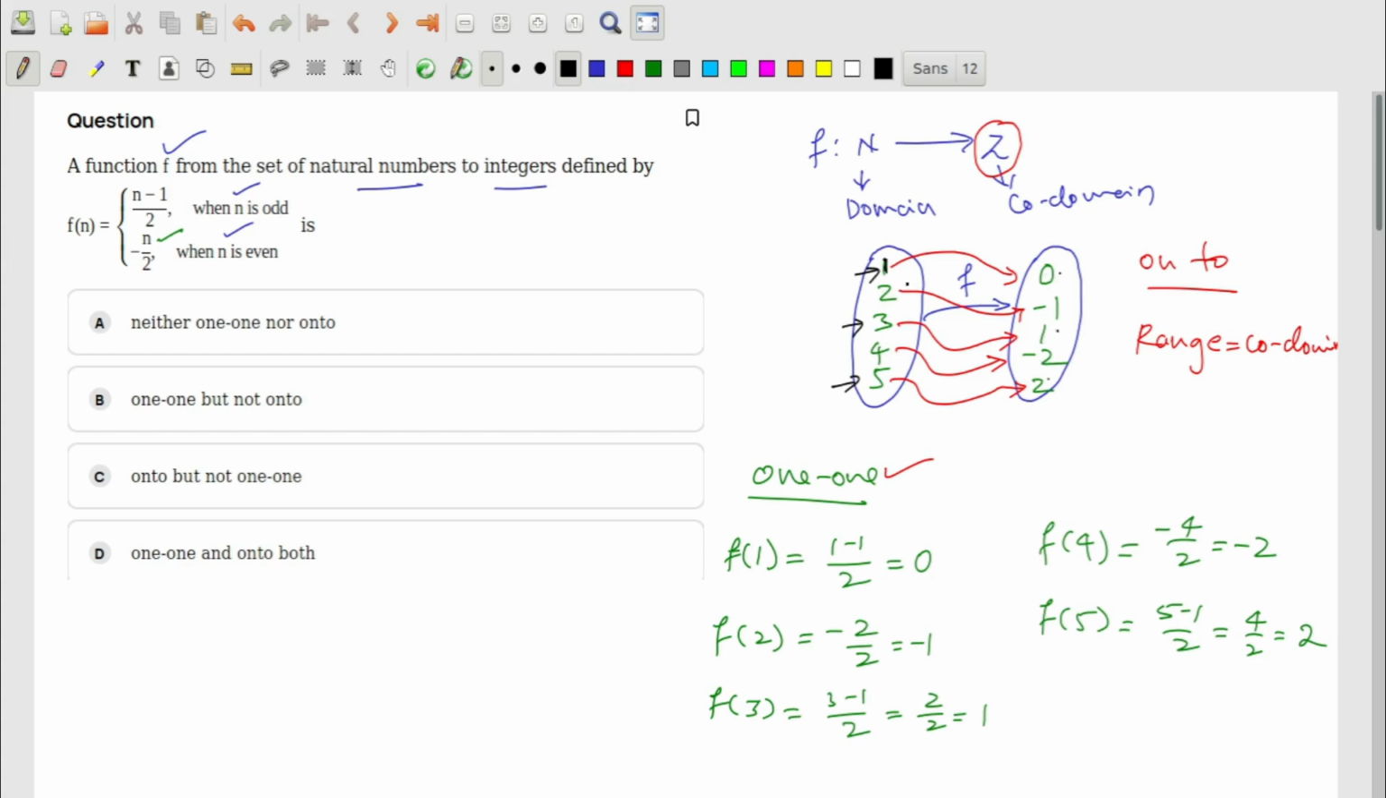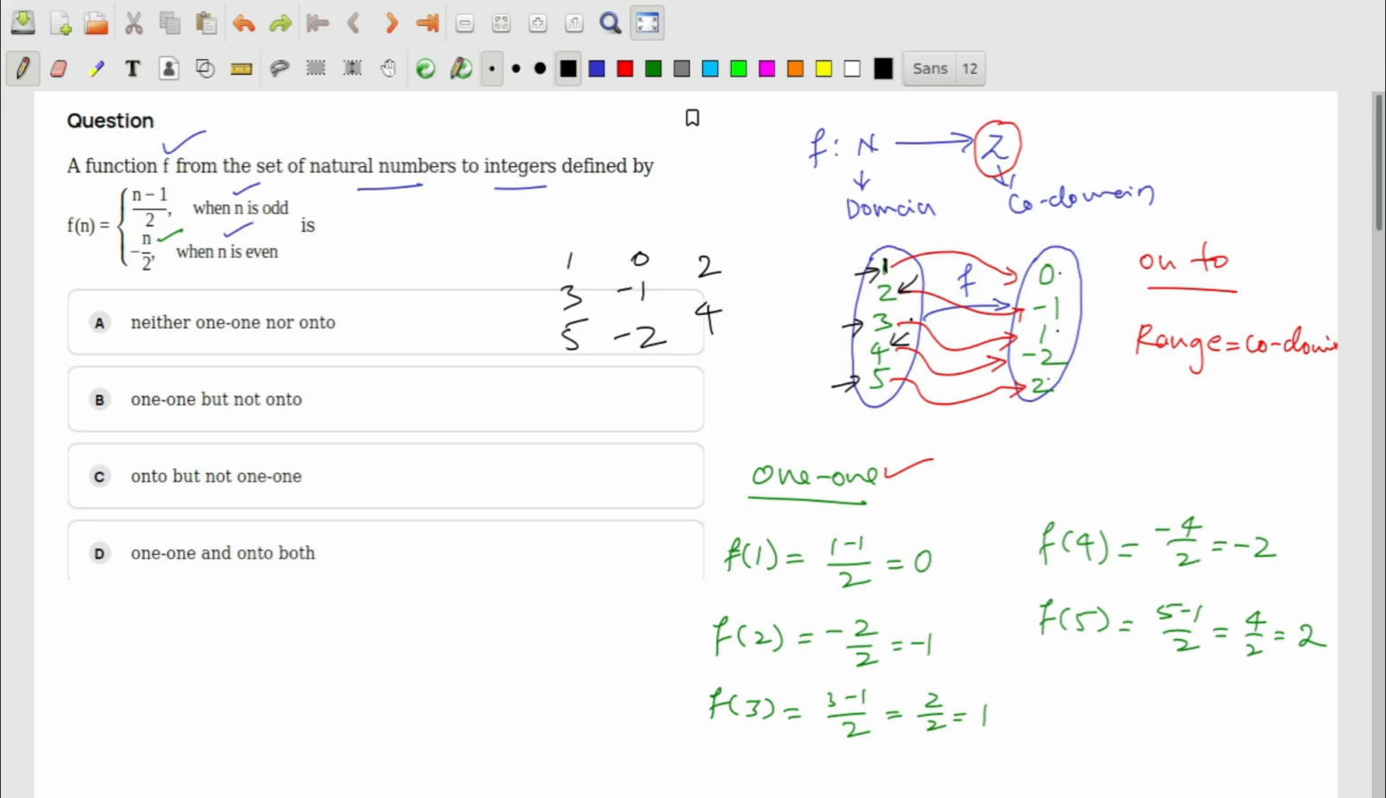What about even numbers? 2 is related to -1, 4 is related to -2. So all the even numbers are related to negative integers, right? Just let me write it here. So 1, 3, and then 5. The corresponding elements are 0, 1, 2.